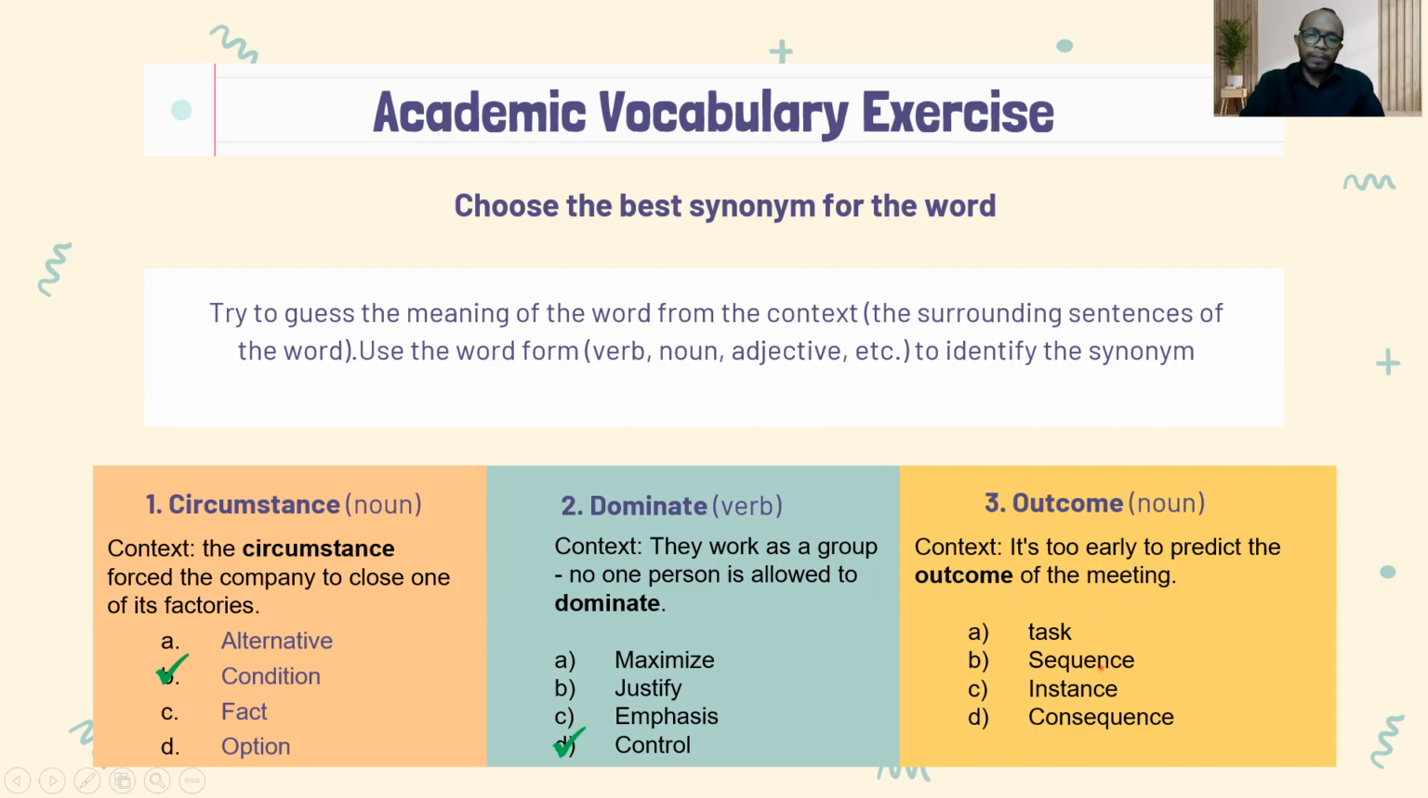Sequence. Sequence means the order of something. And here it's just a meeting. It's not a set of meetings. Instance can mean an example. So the example of the meeting, that doesn't sound right. Now, what about consequence? Consequence is like what happens after something. If outcome is what happens after the meeting, then that makes sense. Therefore, the best synonym perhaps is D.